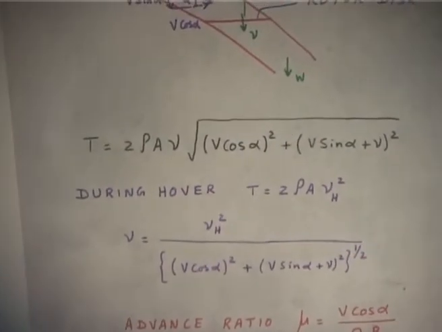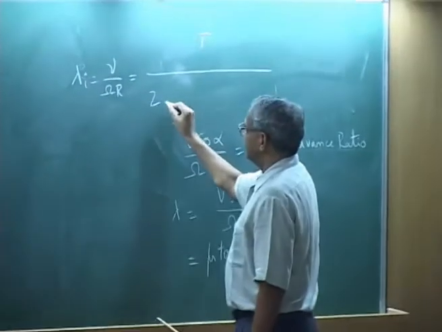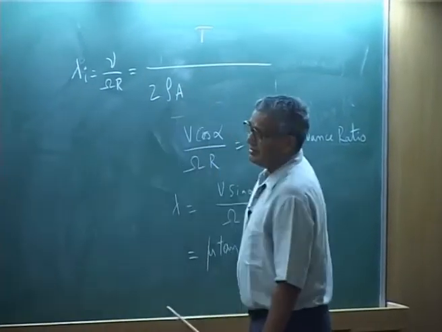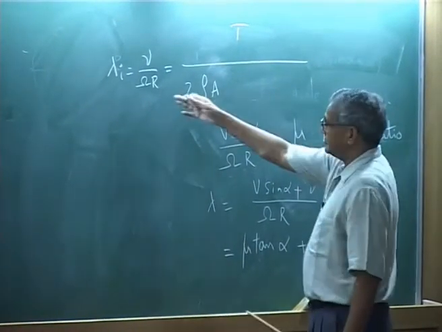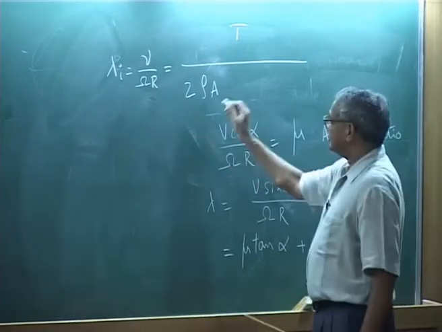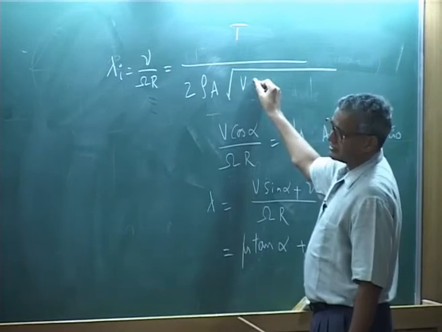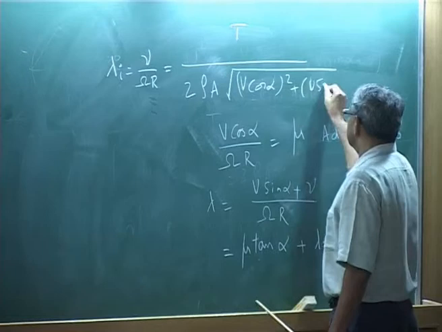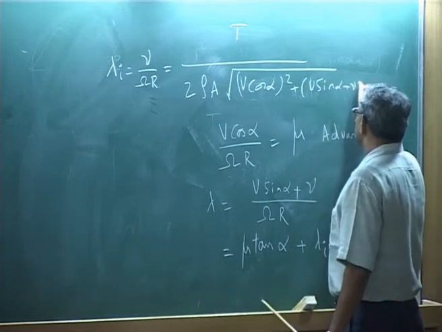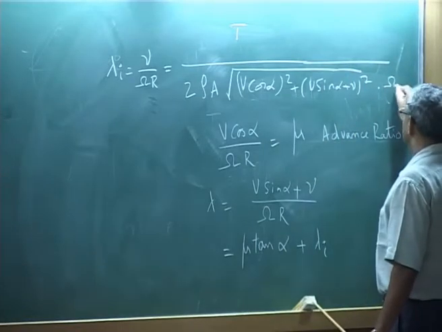You divide everything. Okay, so this is T over 2 rho area, right, because you have to divide another omega r also. So you will have V cosine alpha square plus V, and divided by omega r, you will have omega r.